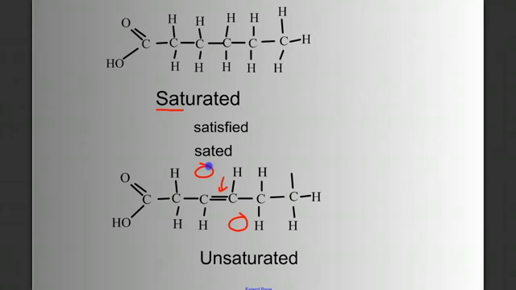Makes it so that it can't. So a saturated fatty acid is one that has no double bonds in the main part of the chain, whereas an unsaturated fatty acid will have at least one, therefore it's not full of hydrogens.